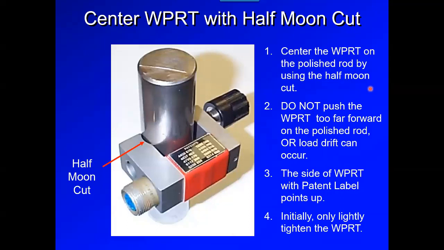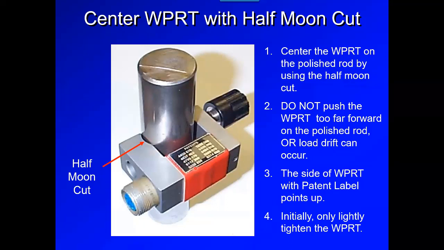Now, one of the things that you'll notice with your polish rod transducer, or if you plan on getting one once you receive it, is that the polish rod transducer has a half moon cut in the carriage of the polish rod transducer. You want to make sure that you center that half moon cut on the polish rod. If you do not center that half moon cut on the polish rod, it can cause load drift and will ultimately give you incorrect data. So you always want to make sure that you center that in the half moon cut.